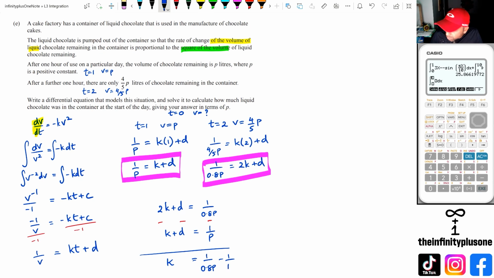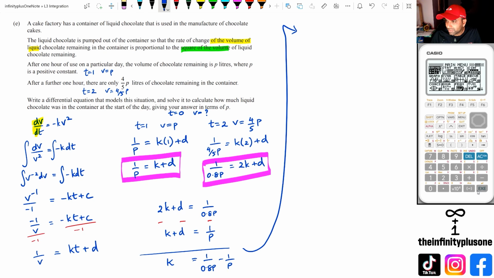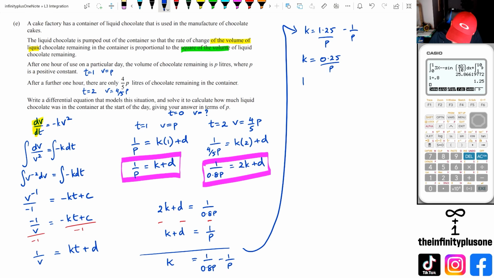Now just to make things a little bit easier, I'm going to do 1 divided by 0.8. When I do 1 divided by 0.8, I'm going to get 1.25. So k is equal to 1.25 over P minus 1 over P. So k is equal to 0.25 over P, which gives me that k is equal to 1 over 4P.